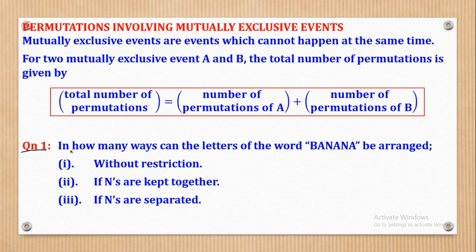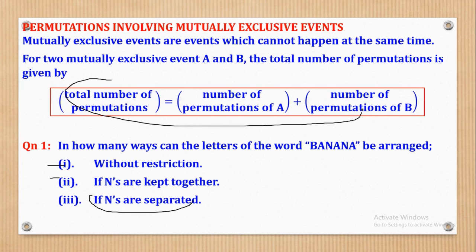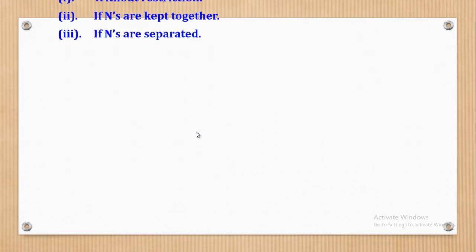So question one: in how many ways can the letters of the word banana be arranged, Roman 1, without restriction, Roman 2, if the N's are kept together, and Roman 3, if the N's are separated? So this one can be done, but now this one involves this knowledge of mutually exclusive events. So let's see how we can go through this question.